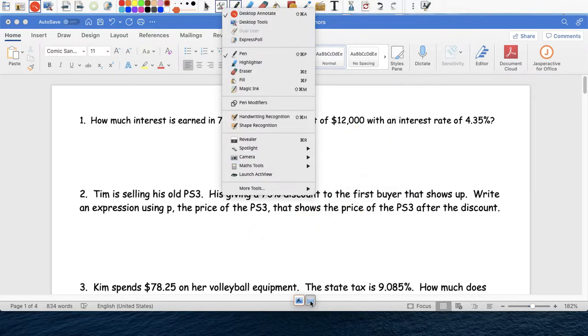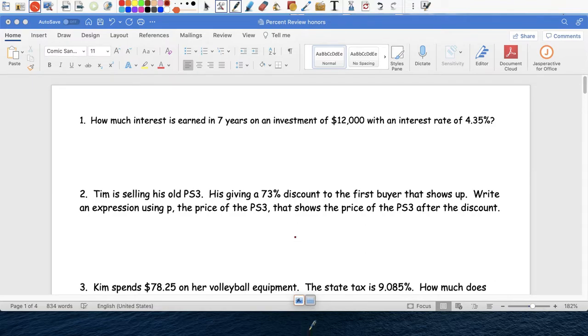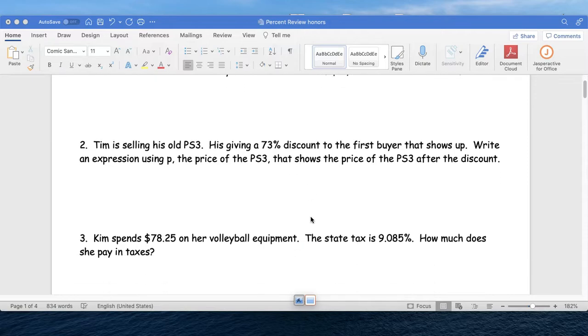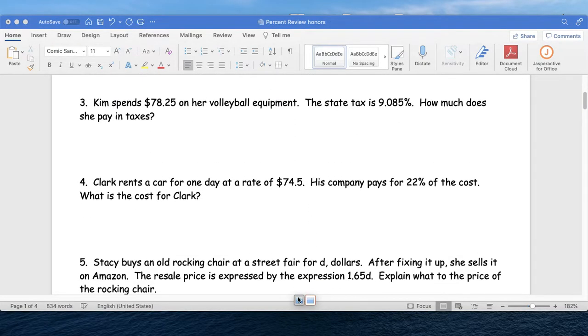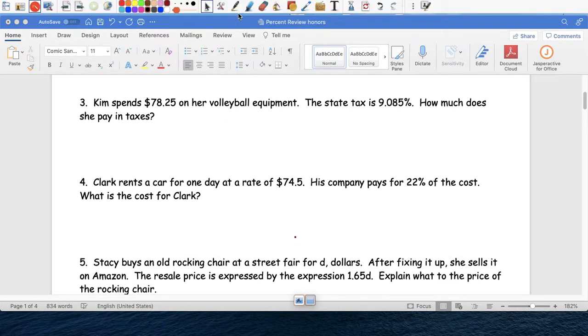I like the bar models. I think they help. Let's say Kim is buying volleyball equipment. I will draw. Because you need to know what you need to calculate. So here's the volleyball equipment.